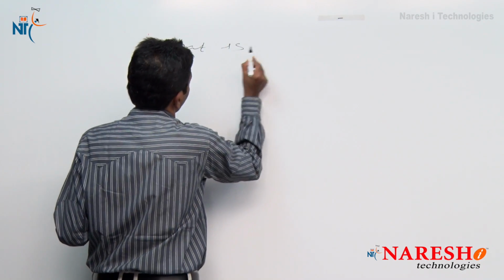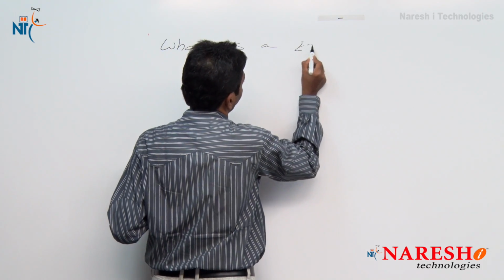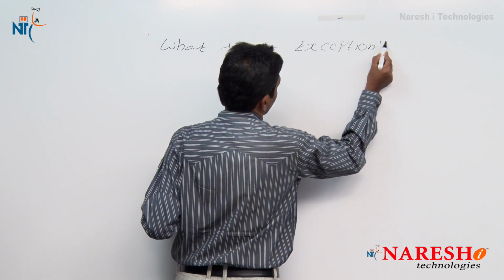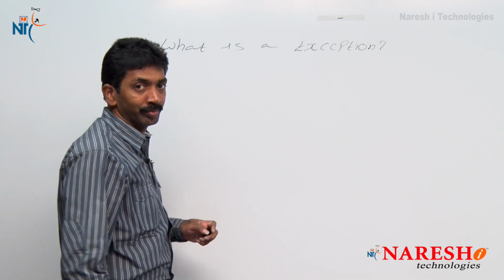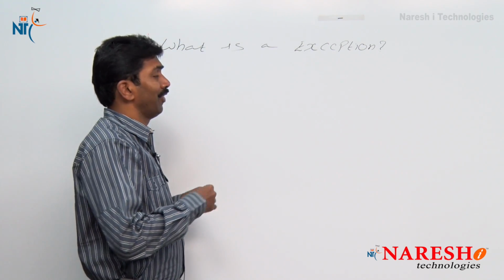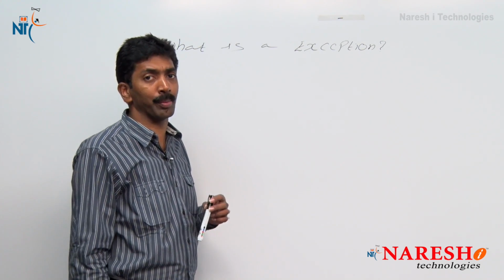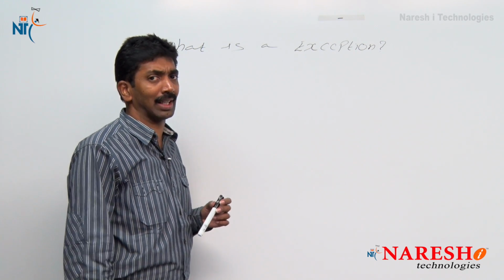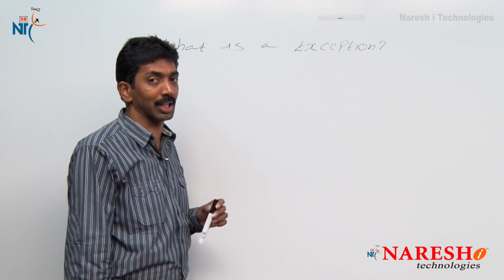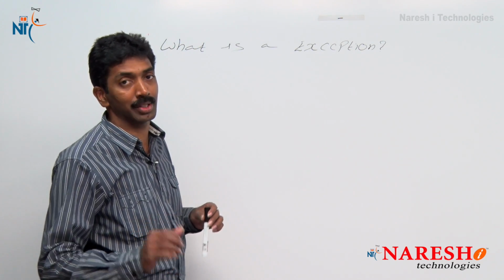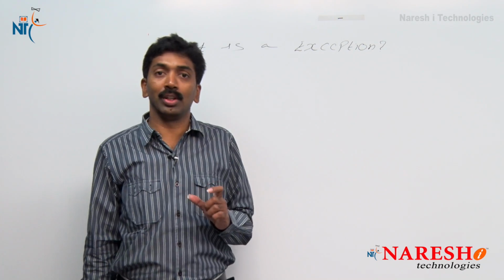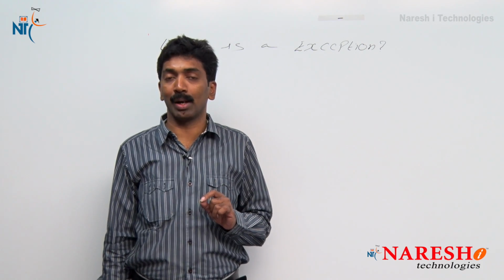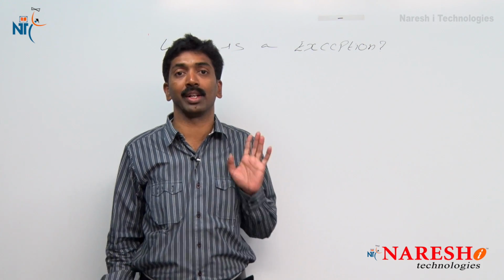What is an exception? Let's first clarify this. Generally, a very common answer most people give is that an exception is a runtime error. Exception is a runtime error, but not exactly. Let us try to understand very clearly what an exception is. Whenever we are developing an application, we come across two different types of errors.